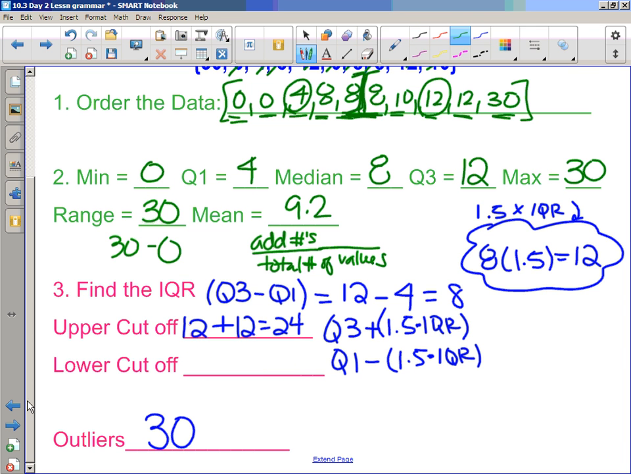Goodness. I took my Q3. I need to take my Q1. So I should take my Q1, subtract 12, and I end up with a negative 8. I don't have any numbers below that. So the only outlier I have in this case is 30.